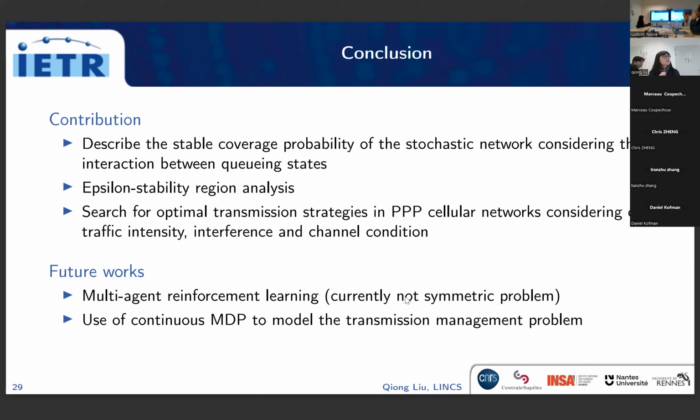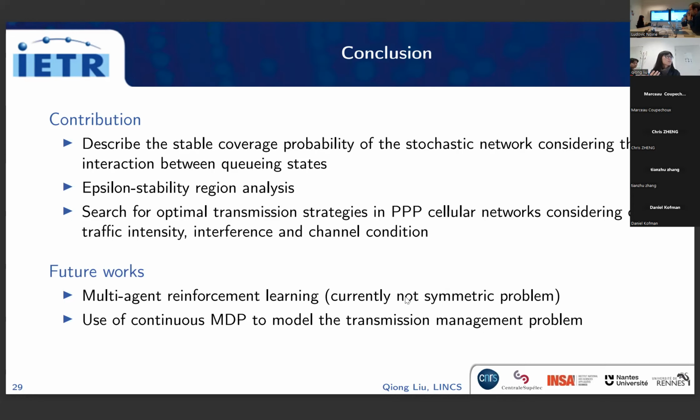So for the future works, because in this framework, we consider only the base station at the origin worked as an intelligent agent, and the other base stations still work as a baseline policy, which means if they have something to transmit, they will transmit.